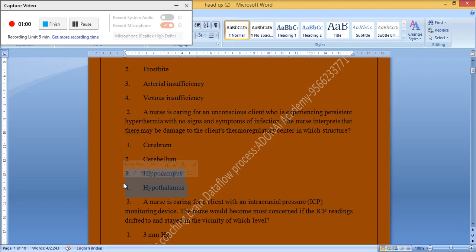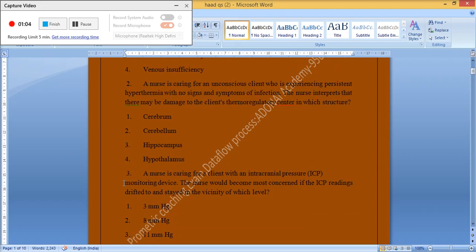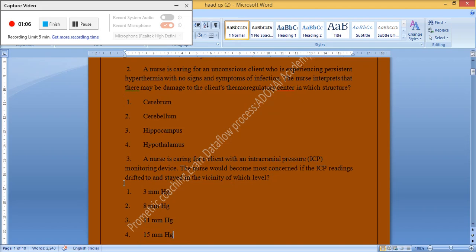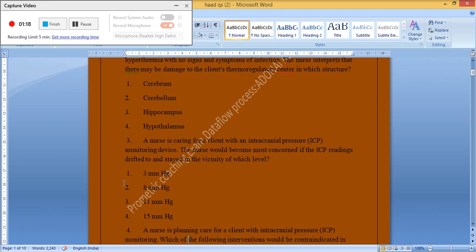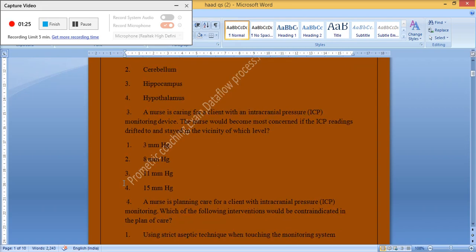Hypothalamus. 3. A nurse is caring for a client with an intracranial pressure monitoring device. The nurse would become most concerned if the ICP reading drifted and stayed in the vicinity of which level? 1. 3 mm Hg. 2. 8 mm Hg. 3. 11 mm Hg. 4. 15 mm Hg. The correct answer is 4.